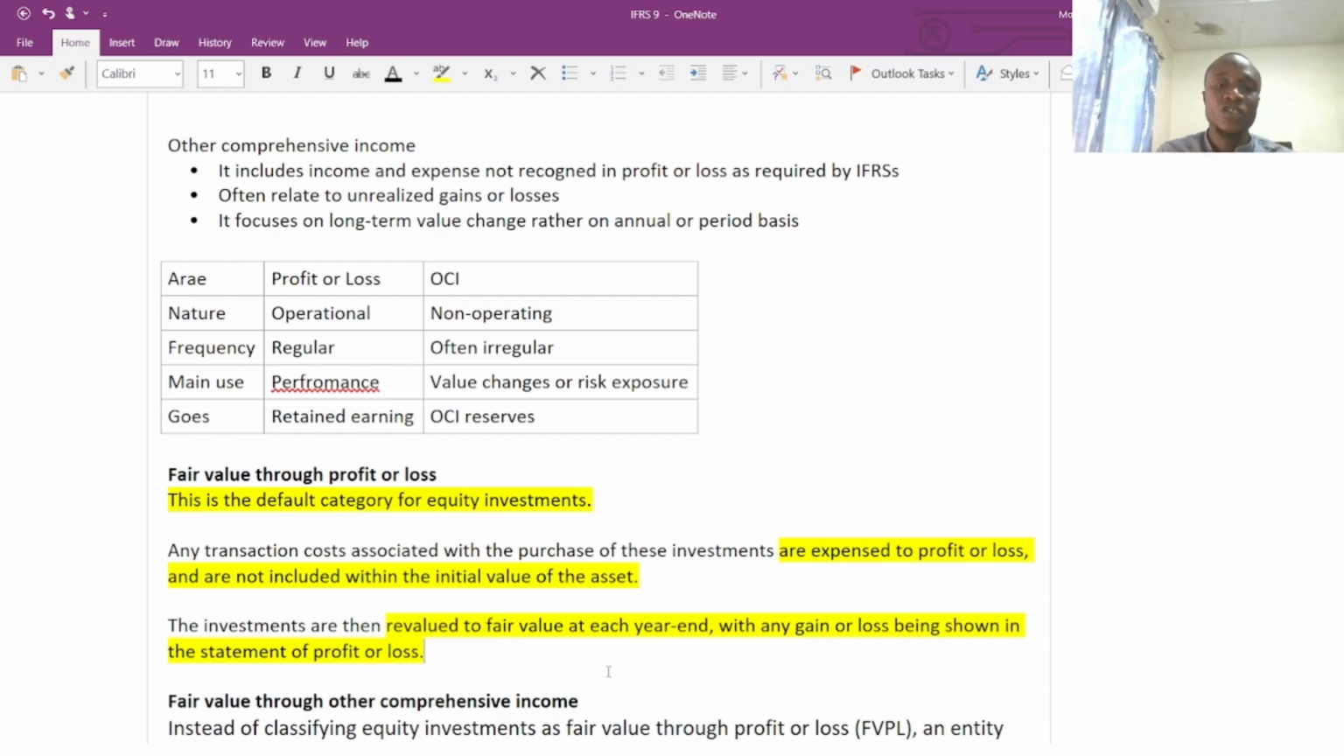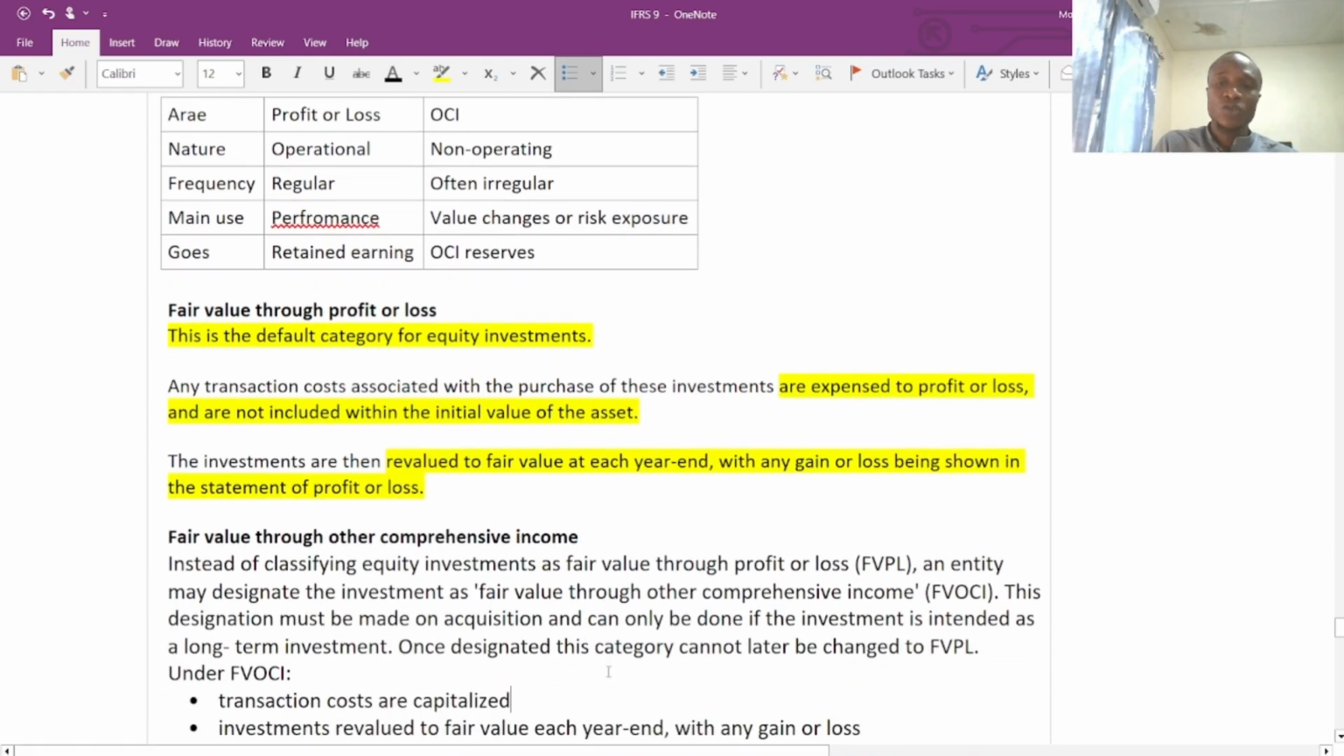So now, two points that you need to know about the fair value through profit or loss. One is the transaction cost. Transaction cost, we are not going to include it in the initial recognition. Instead, we are going to expense it. Whilst if we are talking about the evaluation of the fair value, if there is a gain, if the fair value appreciated, then we are going to show the gain in the statement of profit or loss. If there's a loss, we are going to show the loss in the statement of profit or loss, period.